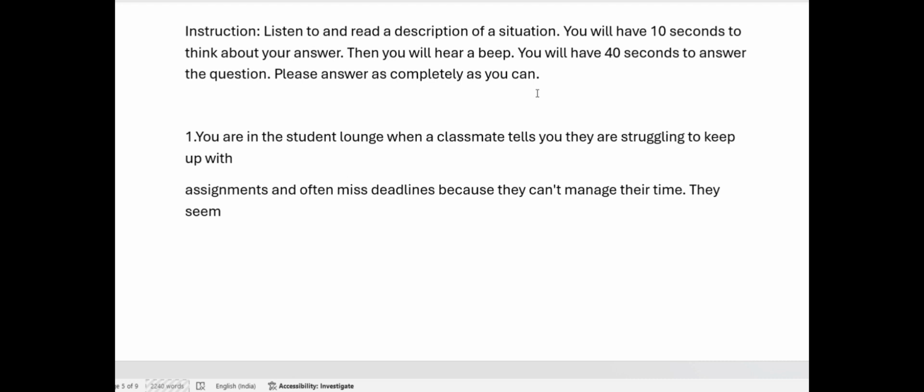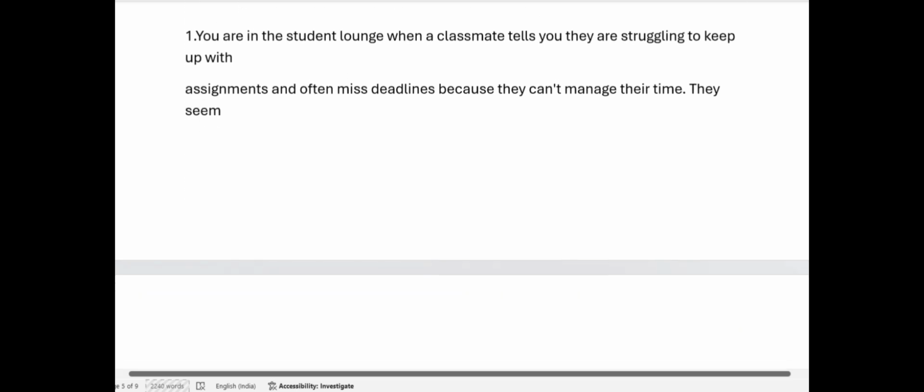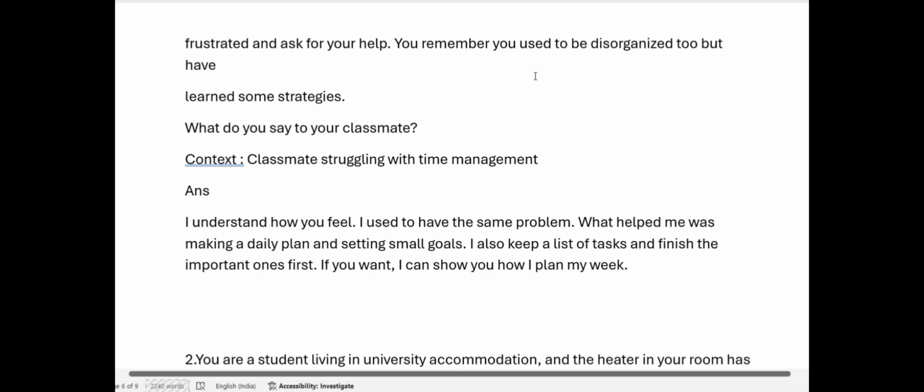Now let's get into the question. You are in a student lounge when a classmate tells you that they are struggling to keep up with assignments and often miss deadlines because they can't manage their time. They seem frustrated and ask for your help. You remember, you used to be disorganized too, but have learned some strategies. What do you say to your classmate?